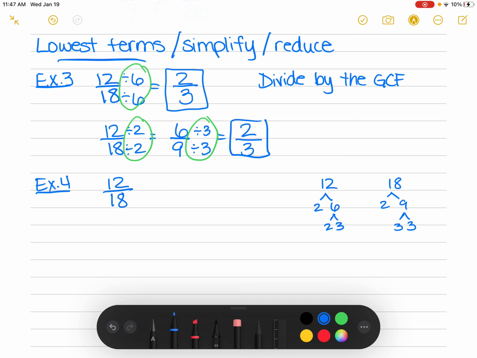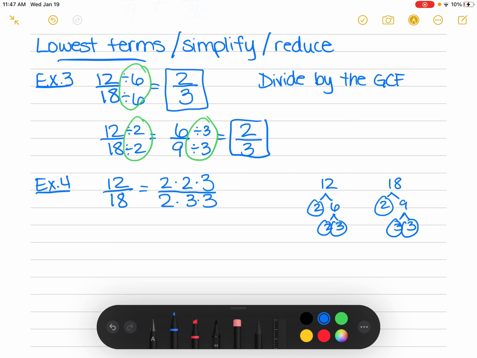So for the 12, I have 2, 2, and 3. So I'm going to write those up here. 2, 2, and 3. So 2 times 2 times 3 equals 12, right? And then for 18, I have 2 times 3 times 3. 2 times 3 times 3.